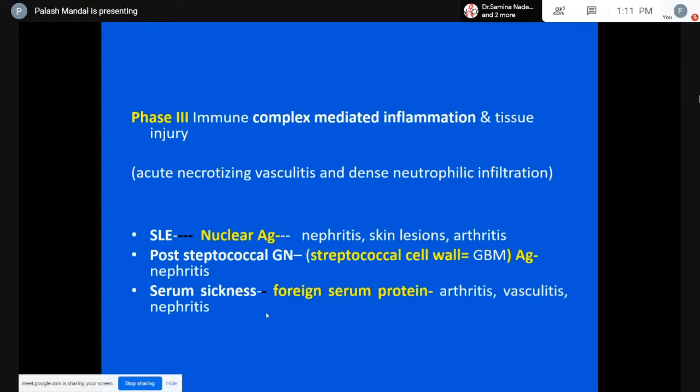Okay. Now there is another disease called serum sickness, where some foreign serum protein like horse serum, which was used for the treatment of tetanus a long time back, was given. Those foreign serum proteins led to the formation of immune complex in the flowing blood, and that immune complex got deposited in various places like the bones, the joints, the kidney, and any other places of the blood vessel, leading to arthritis, vasculitis, and nephritis.